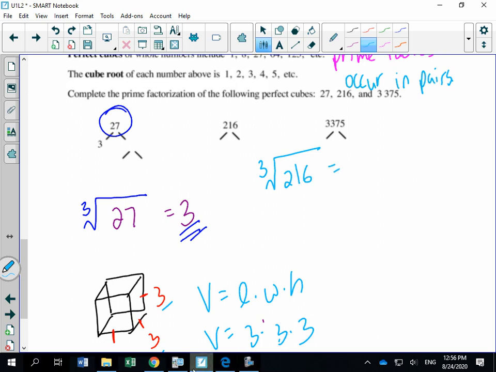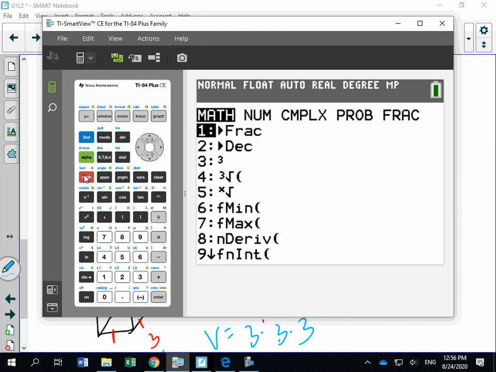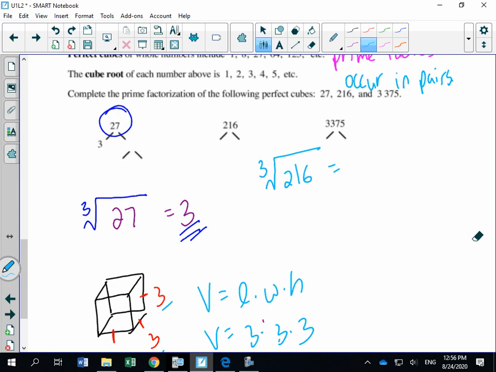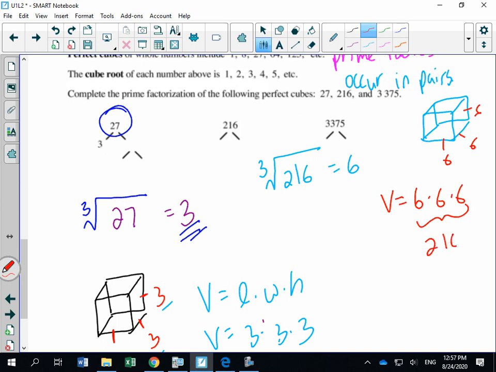So on our calculators, let's go to math, number 4. Let's write 216. I get 6. So if I had a cube, draw yourself a little cube because we're doing perfect cubes now. The side length of this will all be 6. So the volume is length times width times height, 6 times 6 times 6. If you check that on your calculator, you will get 216.